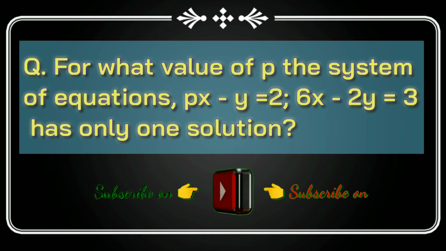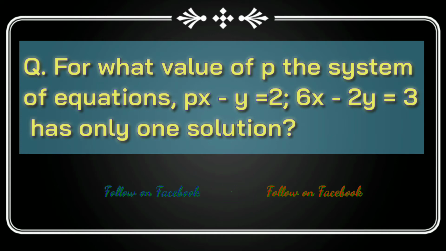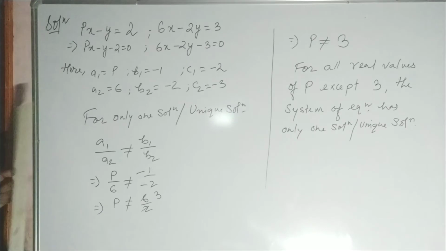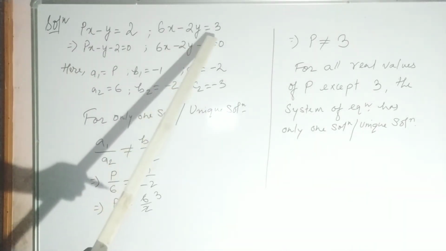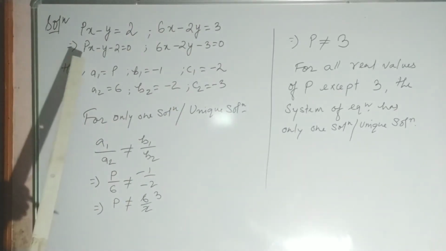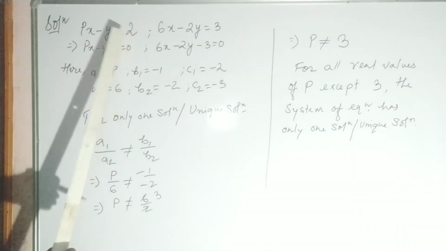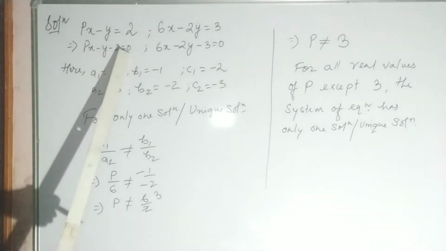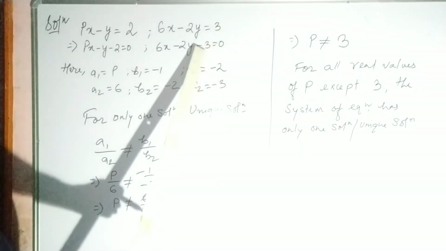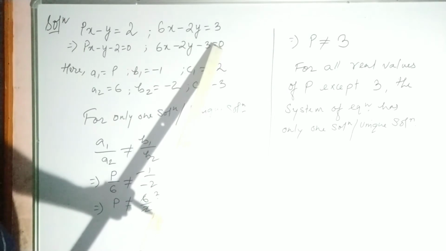For what value of p does the system of equations px minus y equal to 2, 6x minus 2y equal to 3 have only one solution? We write the equations px minus y equal to 2, 6x minus 2y equal to 3. So we bring this 2 to the left, as the right hand side is always 0. Also we bring 3 to the left, so our right hand side is 0.